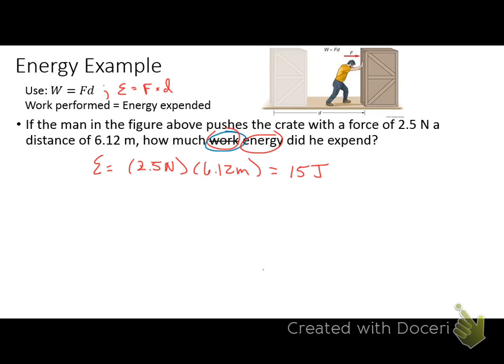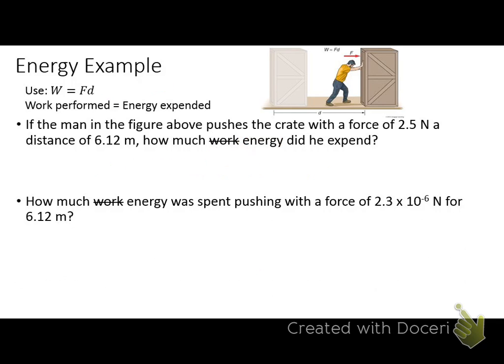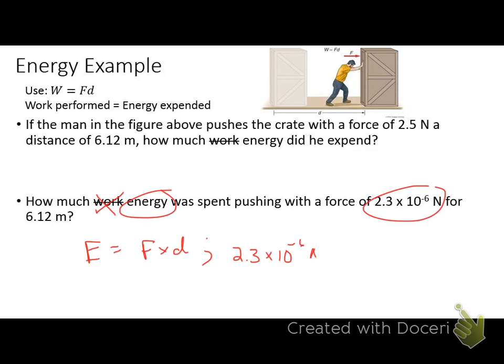Energy expended. So we can go down to the next one, and again, it's just like deja vu, but now instead of how much work was spent, we say how much energy was spent. Again, energy here is force times distance, and we use that scientific notation one, where the force is in scientific notation. This is a good one to play around with, make sure you can do this. 2.3 times 10 to the negative 6th newtons is the force, times the distance, still that 6.12 meters, and rounding to two decimals, I got 1.4 times 10 to the negative fifth. And units will be joules.